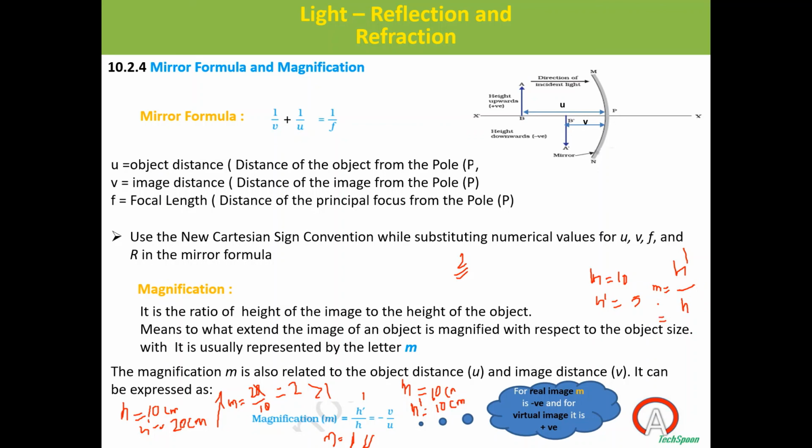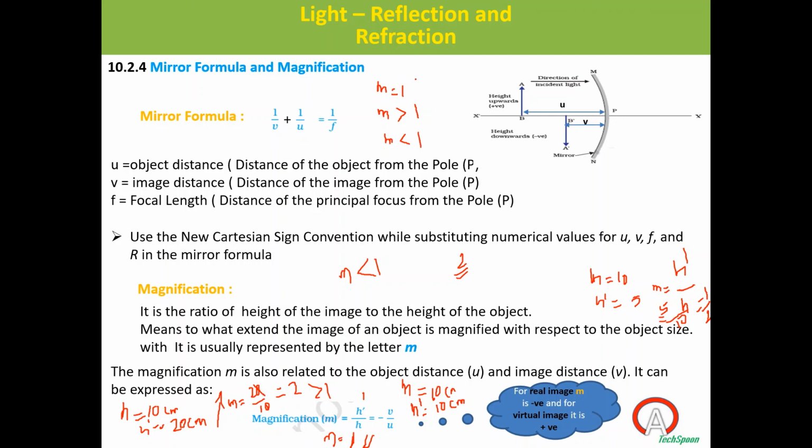Then substitute. What is h dash? Image height is 5, right? Image height divided by object height, 5 by 10. 5 by 10 is not 2, it is 1 by 2. Right? It is 1 by 2, and 1 by 2 is less than 1. So in the third case, you got the magnification as less than 1. So 3 cases we got, right? First, m is equal to 1, then magnification m is greater than 1, and m is less than 1.